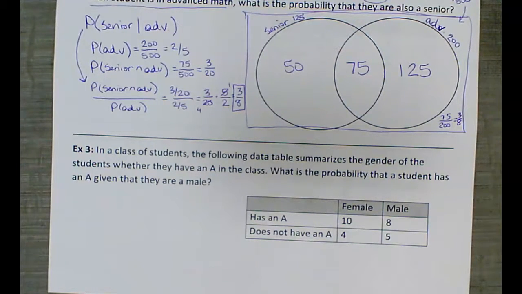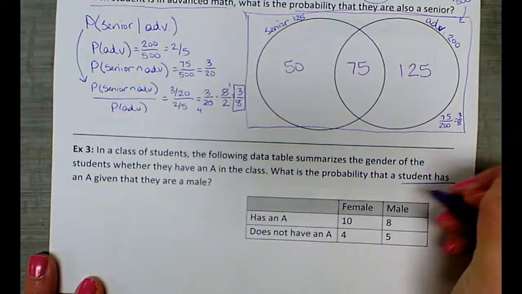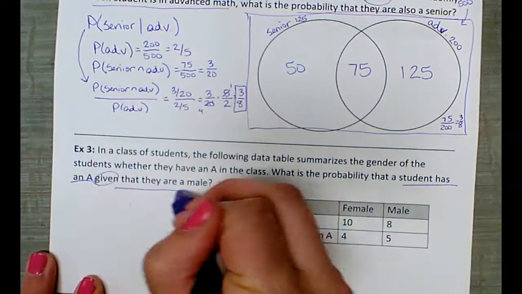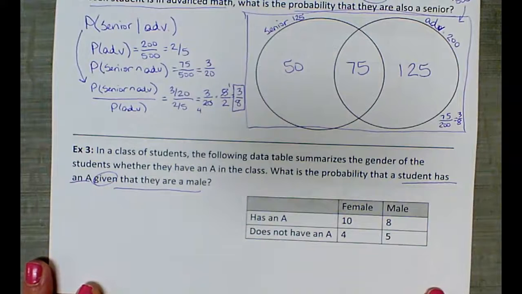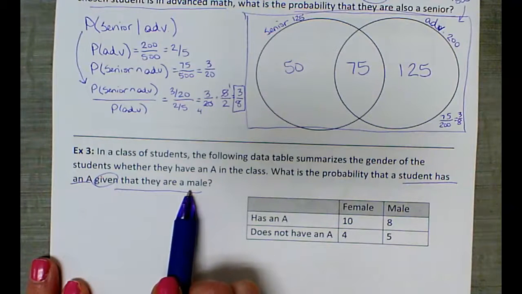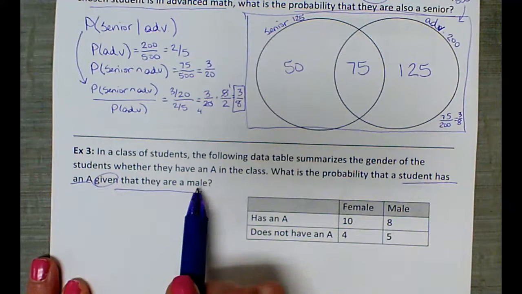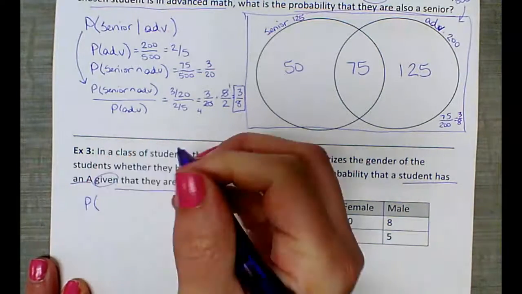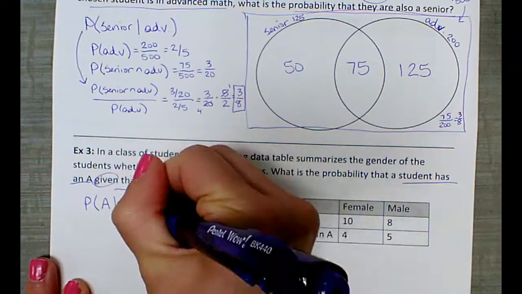In example 3, it says, in a class of students, the following data table summarizes the gender of the students and whether they have an A in the class. What is the probability that a student has an A given that they are male? So we are only considering the possibilities of male and female here. I want the probability that a student has an A given that they are male. What is the event that is given, that is guaranteed? Is it the student has an A or the student is male? Given they are male. So I need the probability of a student having an A given that they are male.